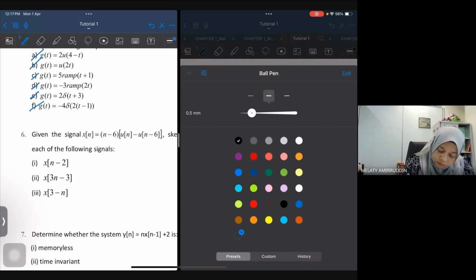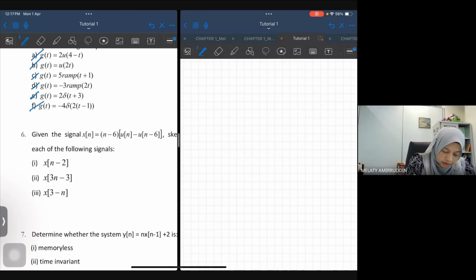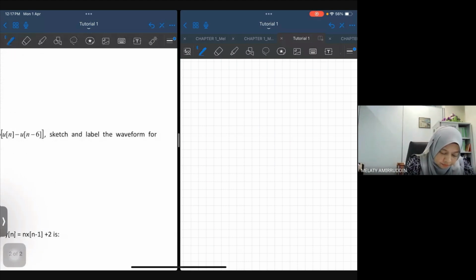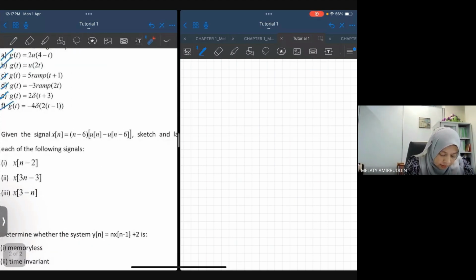Proceed to question 6. Given the signal x[n] = (n - 6)[u[n] - u[n - 6]]. You need to solve the signal inside the bracket first, the square bracket first, and then you can deal with the amplitude outside the function signal.